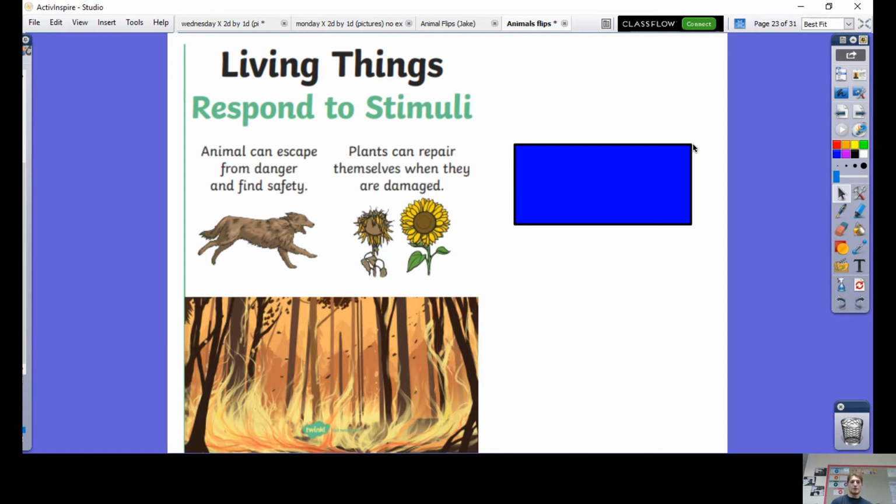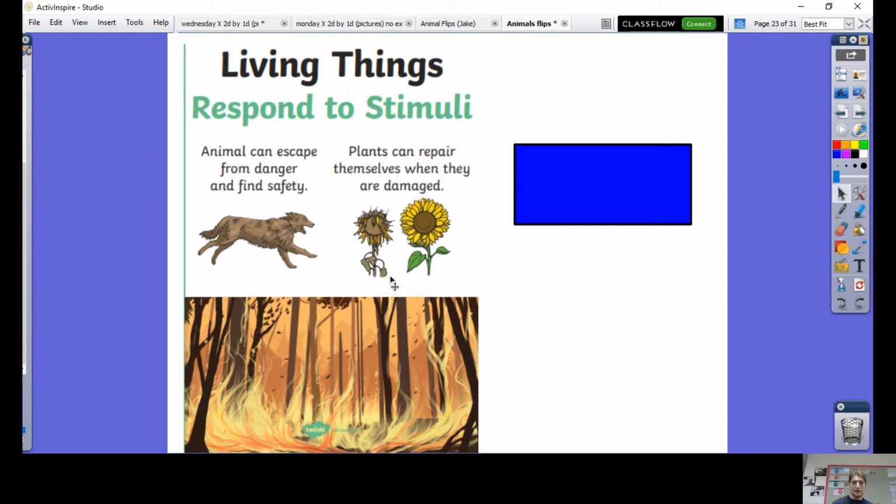Okay, so animals can escape from danger and find safety. So I've got a picture of a forest fire here, and birds and other animals that may be tragically stuck in one like these, their instant reaction would be to get away from it, run away from it. Okay, they know it's bad, so they would try to escape.